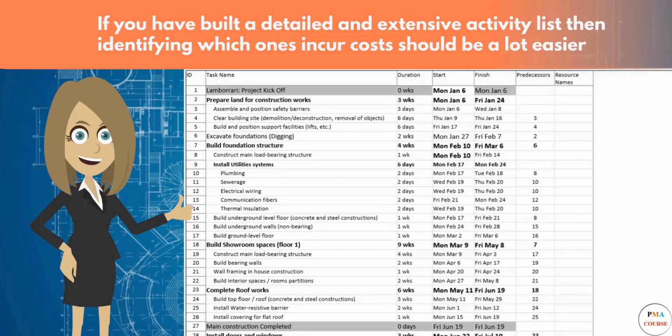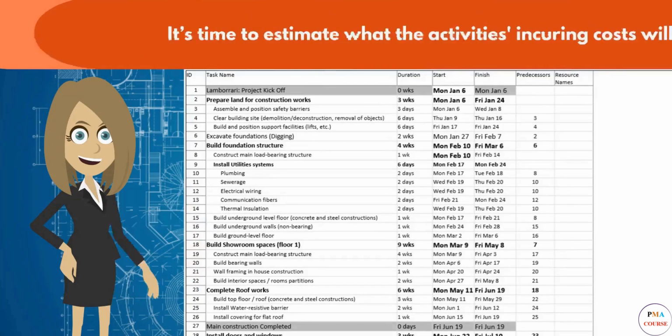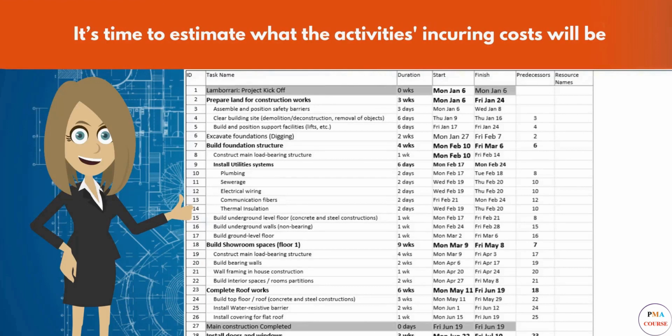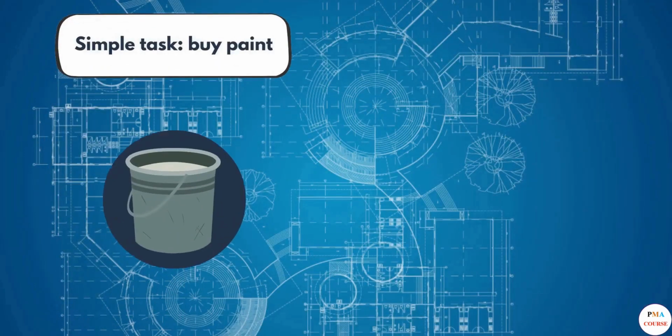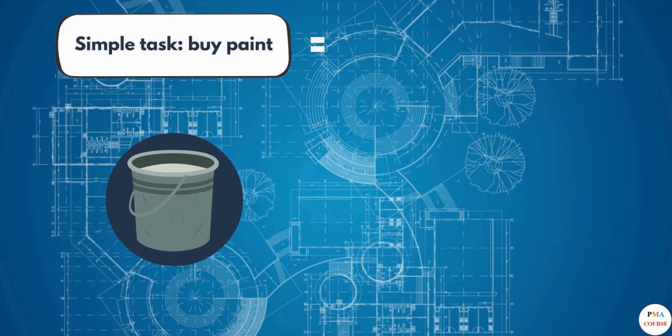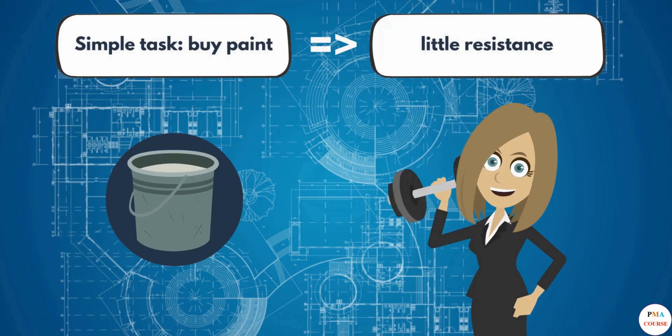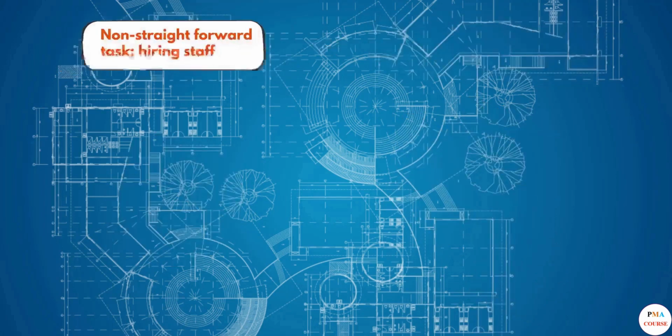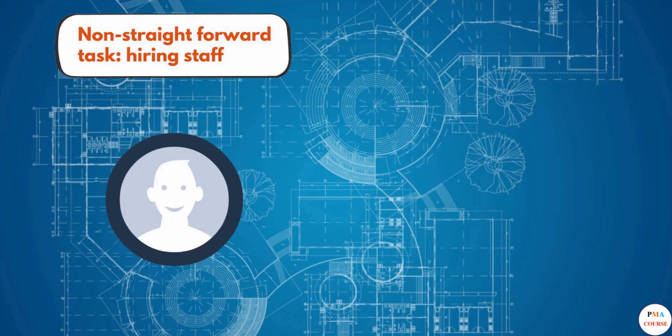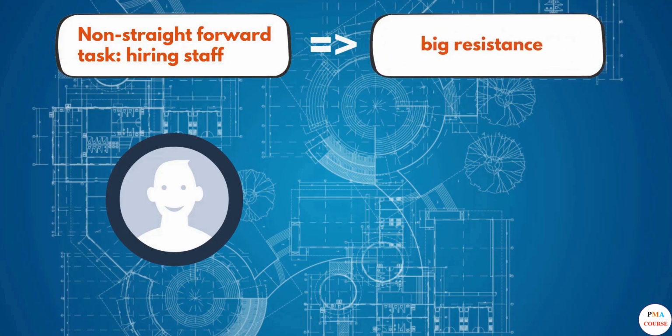Alright, now that we have an extensive list of all our activities that will incur costs, it's time to estimate what those costs will be. Non-straightforward processes can rear their head here. Some tasks, like buy paint, are simple to estimate, and tasks which you may have estimated during a previous project, like using a particular HR company, can be worked out with little resistance. However, with other items you may have to combine the information you have available with professional estimations from your team.